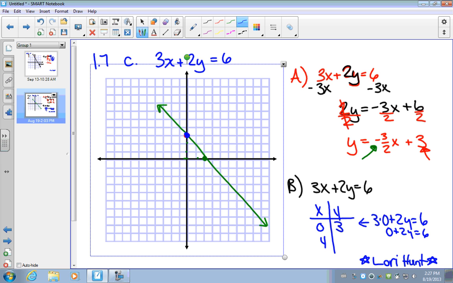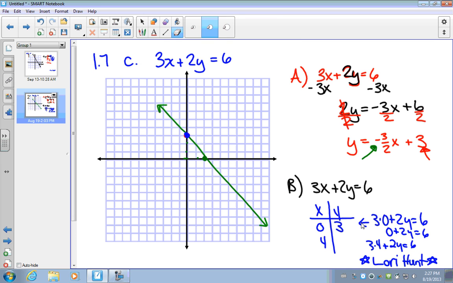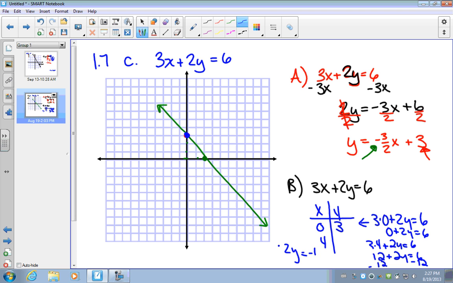And then I'd plug in 4. So 3 times 4 plus 2 times Y equals 6. 3 times 4 is 12. So 12 plus 2y equals 6. Subtract 12 from both sides, and now I'm just solving for y. So 2y equals negative 6. Divide both sides by 2, and y equals negative 3. So the point 4, negative 3.